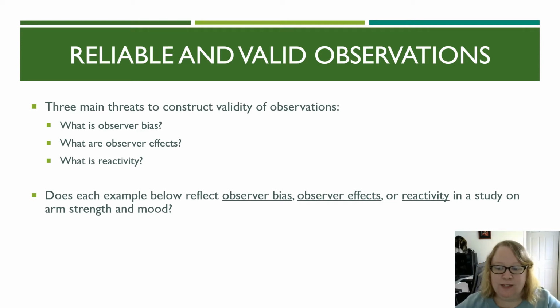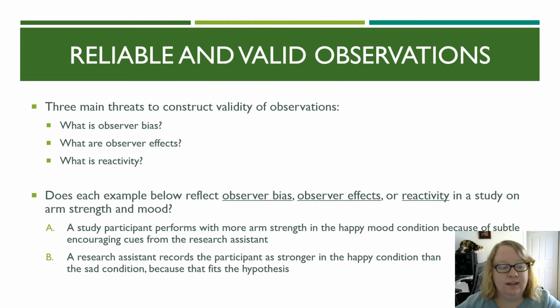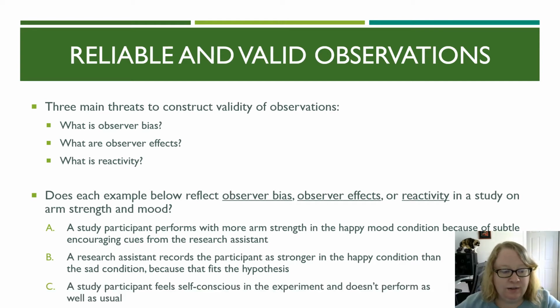All right, so I'm going to read off the three examples, and then I'm going to have you pause the video and decide which is which, and then you can start the video again to hear the answers. All right, here's the first example. A study participant performs with more arm strength in the happy mood condition because of subtle encouraging cues from the research assistant. The second one, a research assistant records the participant as stronger in the happy condition than the sad condition because that fits the hypothesis. And the third one, a study participant feels self-conscious in the experiment and doesn't perform as well as usual. All right, so pause the video and think about whether each of these would be observer bias, observer effects, or reactivity. And once you're ready, go ahead and restart it to check your answers.